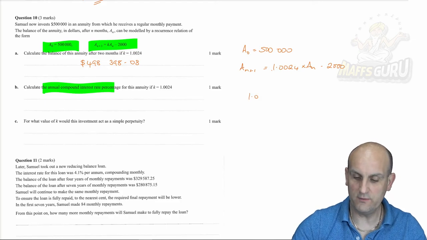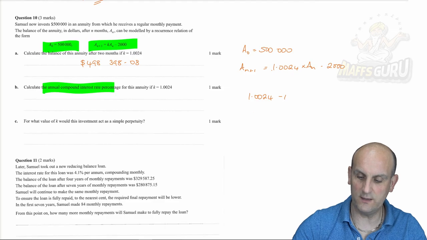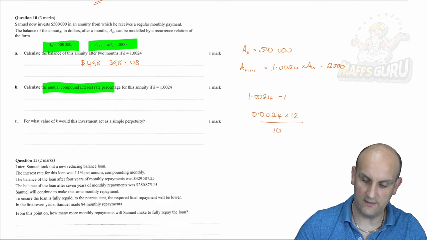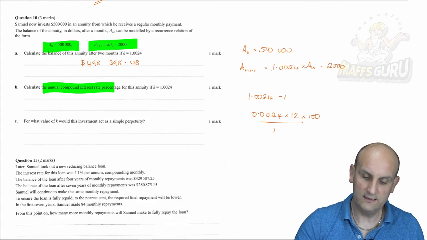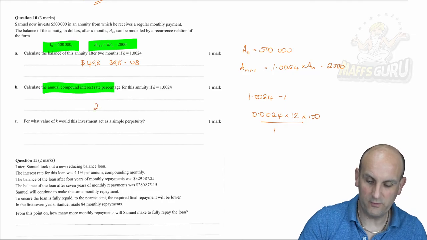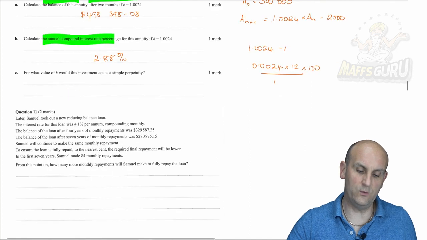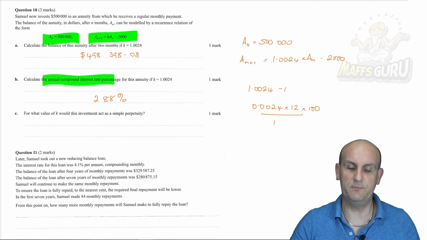Calculate the annual compound interest rate if K is equal to 1.0024. So again, 1.0024, I'm going to subtract the one to give me 0.0024, that's per month, times it by 12, and then multiply that by 100, leaving that divided by one, gave me an interest rate of 2.88%.